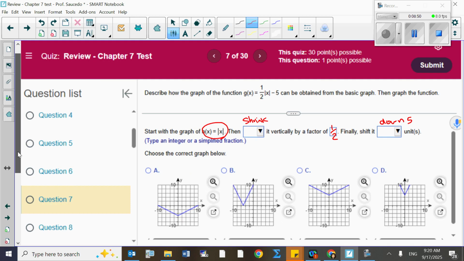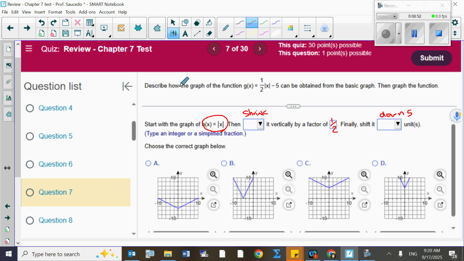So which one is the graph of my function? I know the absolute value function looks like this. It's kind of V form. Now, first of all, I shrink this by a scale factor of 1/2. That means it's going to be shorter and wider. And then I need to move it down 5. So that's going to be this one. It's moved down 5 units, and also it's short and wide. So this is your answer.